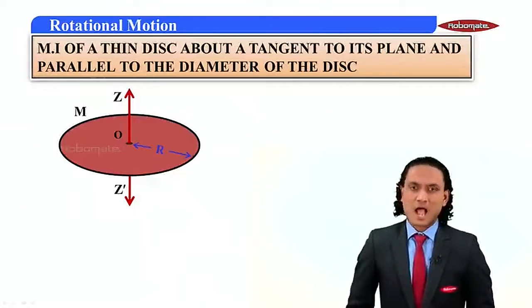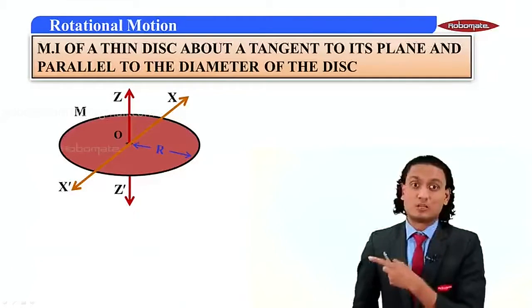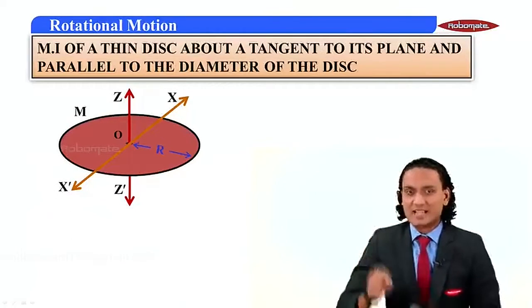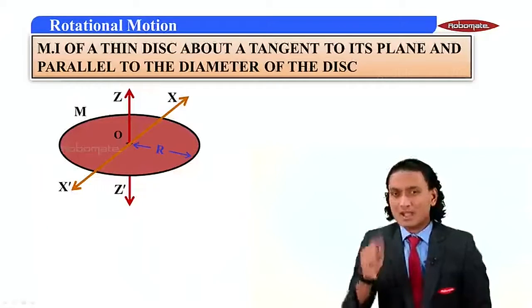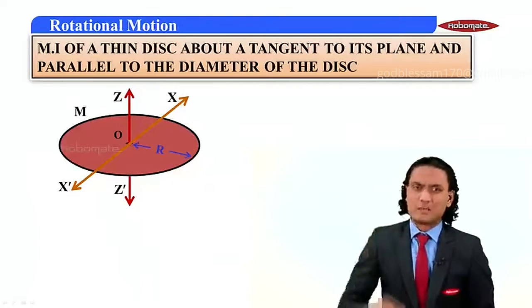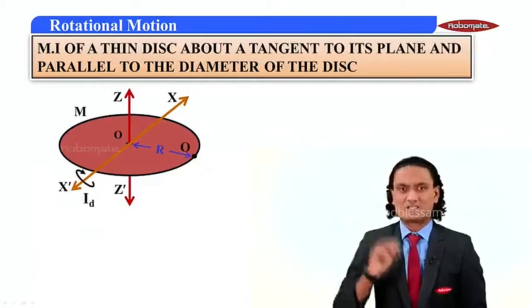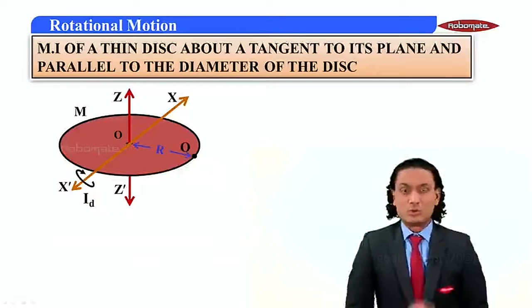Next, I am going to consider another axis. Now this axis is passing through the diameter of the disk. Which axis? XX dash. XX dash is the axis passing through the diameter of the disk. Now, if this disk rotates about the axis XX dash, then its moment of inertia is ID. Now, I have taken a point O. Now, why did I take a point O?